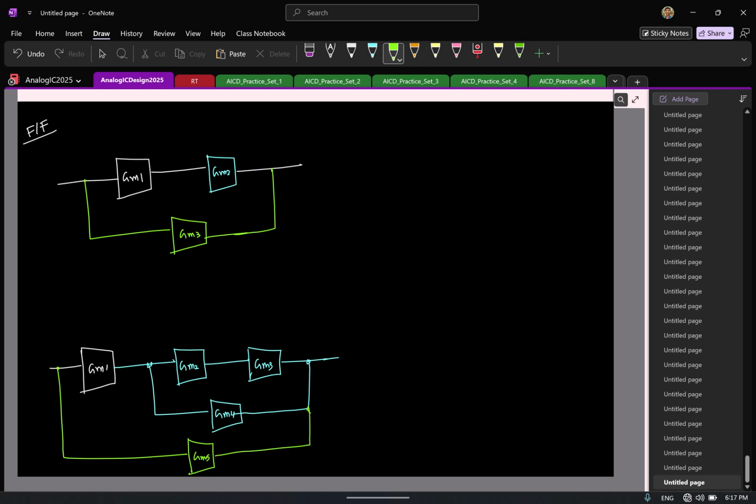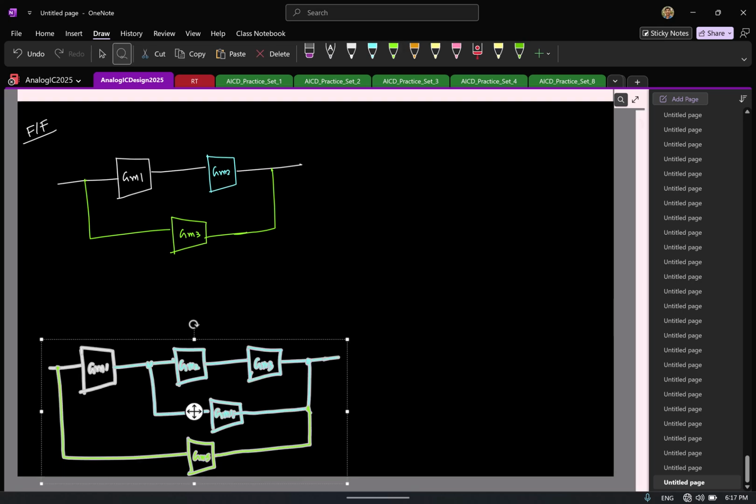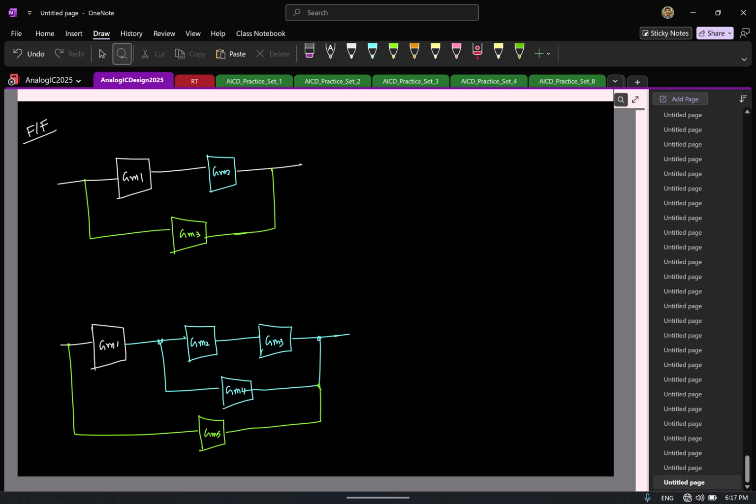Now the exact signs of the gm, I will give it as an exercise for you to work out. Again, it should be in such a way that you get a left half plane zero and not a right half plane zero.